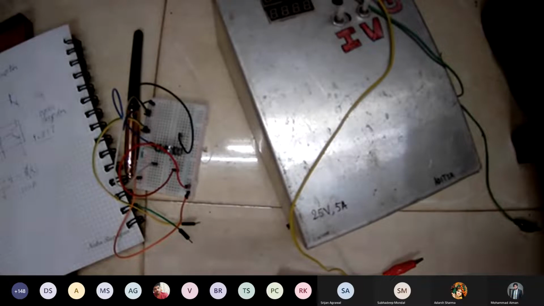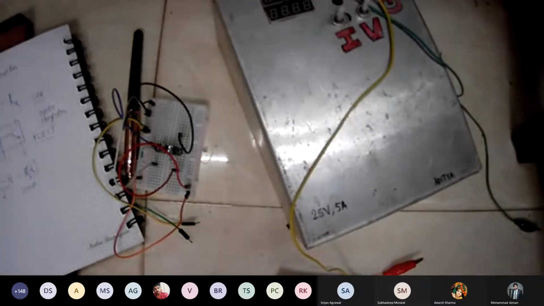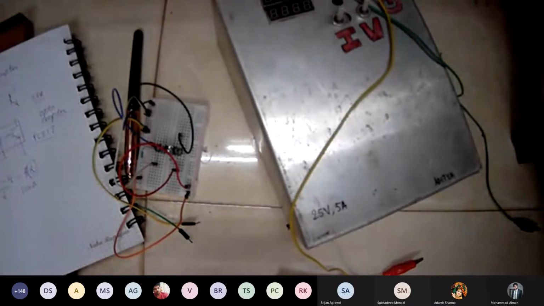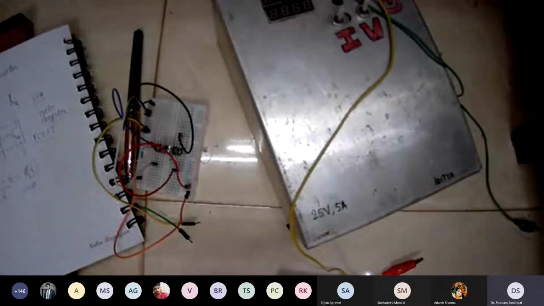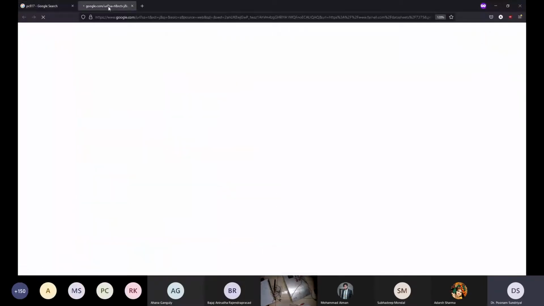I think I lost connection for a while. Share this. Are you able to see the screen?